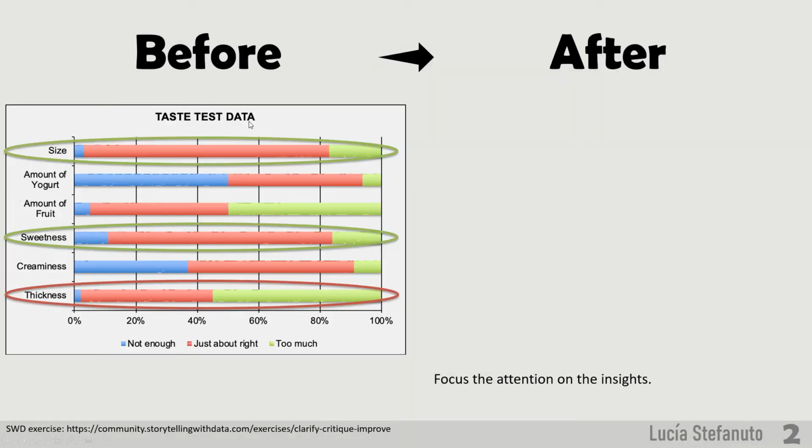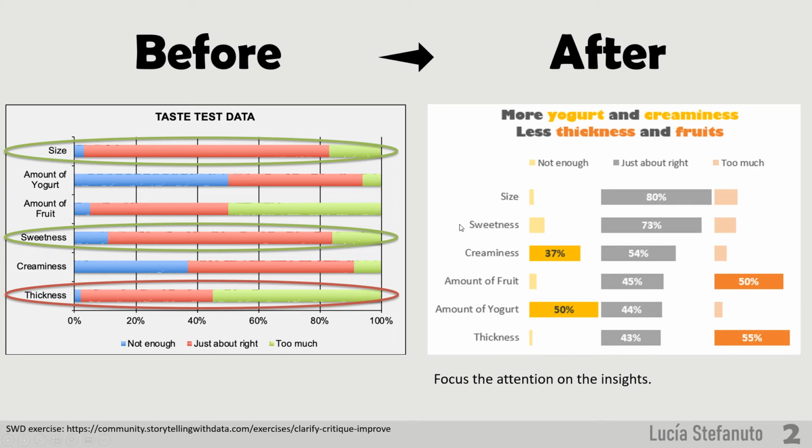Well, this is bad. There's nothing useful in this graph. The circles in green should mean that the size and sweetness are good and thickness is wrong. But then we have a lot of red everywhere and we read it just about right. So it's really confusing, a lot of colors and not easy to read.